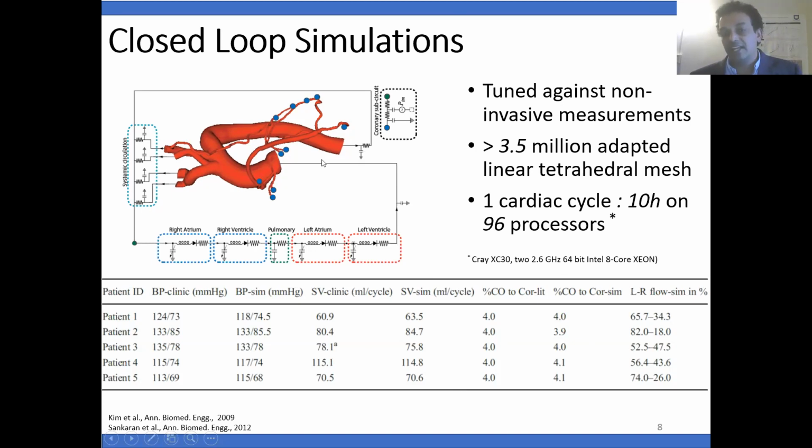And typically, well, this was done in 2017. Probably it will be a lot quicker today because the CPUs have become faster. But we run these simulations on about 3 to 4 million linear tetrahedral elements, and these are mesh adapted. And of course, one cardiac cycle used to take about 10 hours on a 96 processor cluster, but I'm sure it's much lower than that, probably close to 4 to 5 hours today. But I haven't run the simulation in a while.